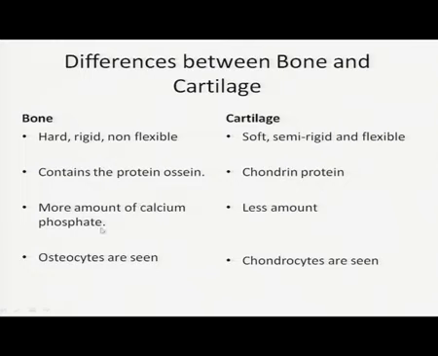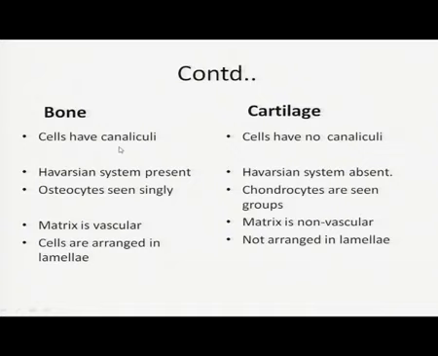More calcium and phosphate is present in bone, and the amount of calcium phosphate is very low in cartilage compared to bone tissue. The cells are known as osteocytes in bone, and the cartilage cells are known as chondrocytes. Bone cells have canaliculi, that means branches. But chondrocytes do not have any branches, so canaliculi are totally absent.